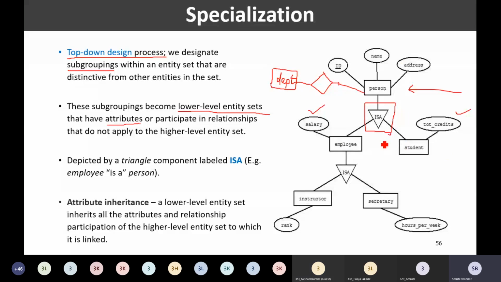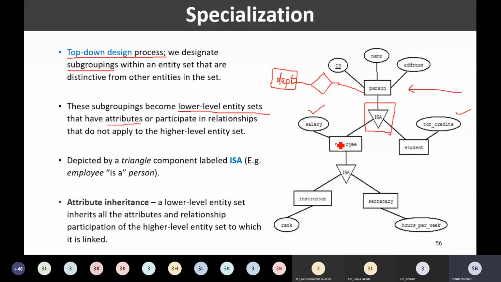Correct? Yes, ma'am. Fine. And this kind of association is depicted by making use of a special notation in the ER diagram, a triangular notation like this, which is labeled as ISA. So we say that it is an ISA relationship, and we call it so because the lower level entity set is a kind of a higher level entity set. So we say that employee is a person, student is a person, instructor is an employee, secretary is an employee.